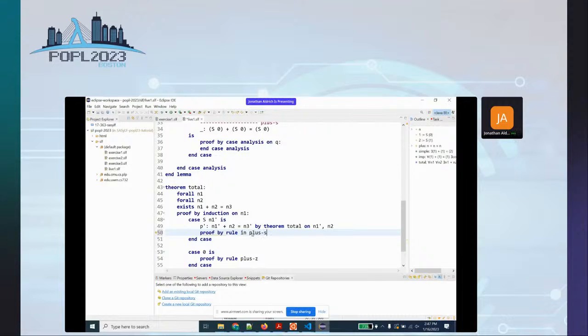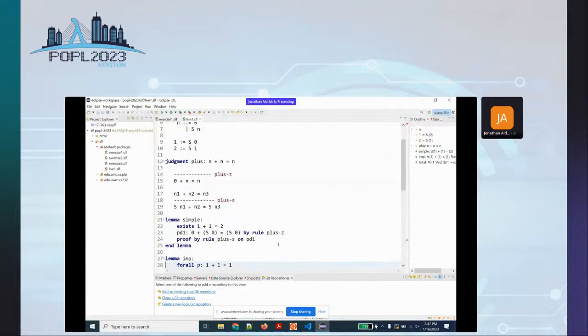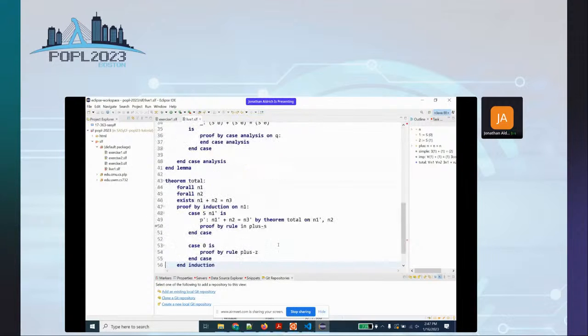Let's see, by rule, I have too many N's. I'm sorry, I'm typing very badly here. Oh no, I just had to say rule on the P prime here. If I just said rule by plus S, we do get a reasonable error message.